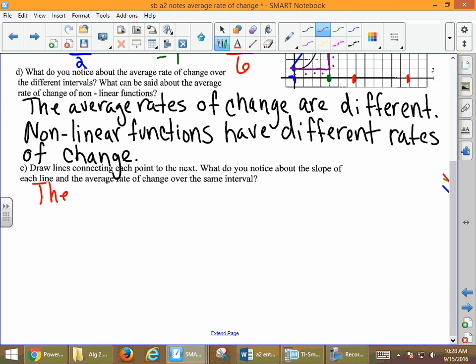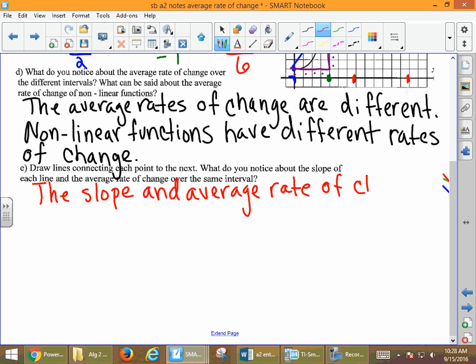We notice that the slope and the average rate of change are the same.